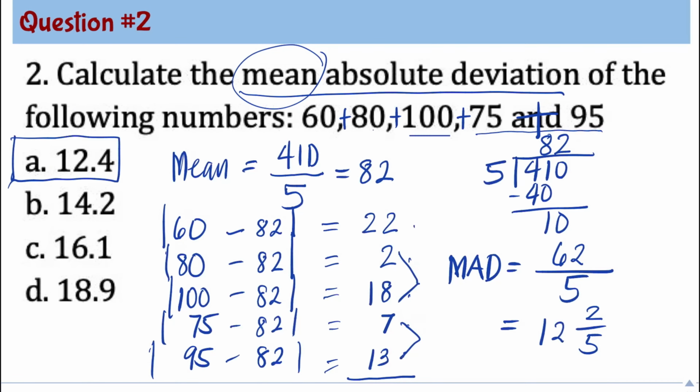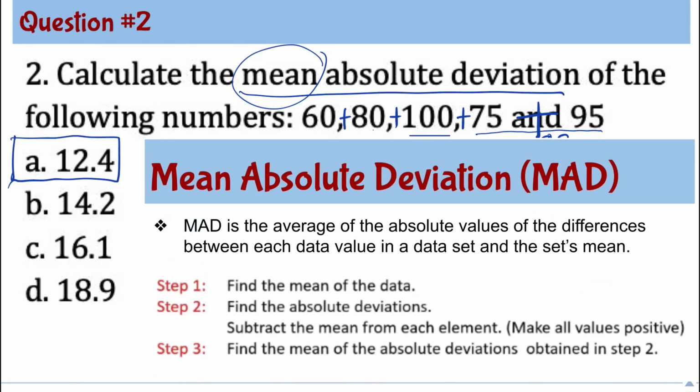letter A. Again, to calculate for the mean absolute deviation, it requires 3 steps. Step 1 is to calculate for the mean. Step 2, you need to find the absolute deviations, meaning you subtract the mean from each of the data and then you take the absolute value. And number 3, you need to find the mean of the absolute deviations.